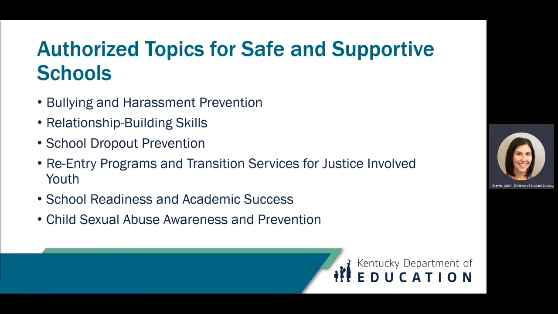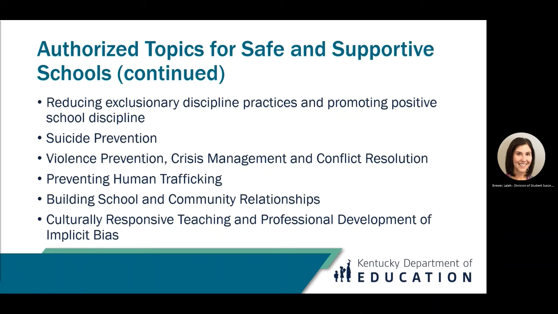This is a summary of topics that may be supported, but this is not an exhaustive list of all the ways Title IV Part A funds can be used to support safe and supportive schools. Other authorized topics include reducing exclusionary discipline practices and promoting positive school discipline, suicide prevention, violence prevention, crisis management and conflict resolution, preventing human trafficking, building school and community relationships, and culturally responsive teaching and professional development on implicit bias.